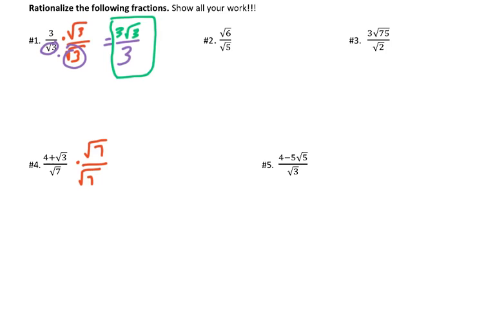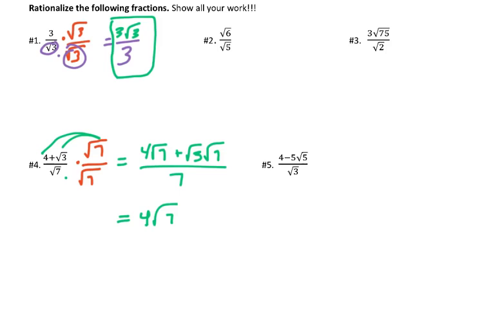Then we're going to distribute that square root of 7 to both of these pieces. That means we're going to have 4 square roots of 7 plus the square root of 3 times the square root of 7, and all of that is going to be over 7, from the square root of 7 times the square root of 7. From there, we will try to simplify as much as possible. If we look at our pieces here, the square root of 3 and the square root of 7 can actually be written as the square root of 21.